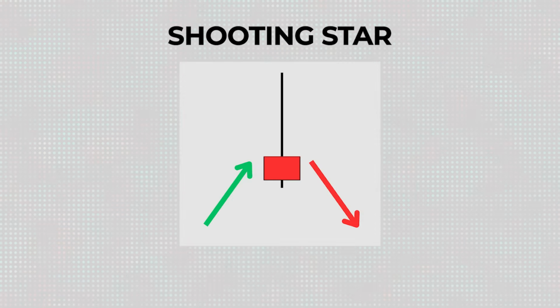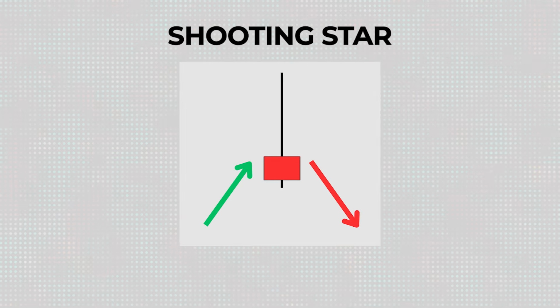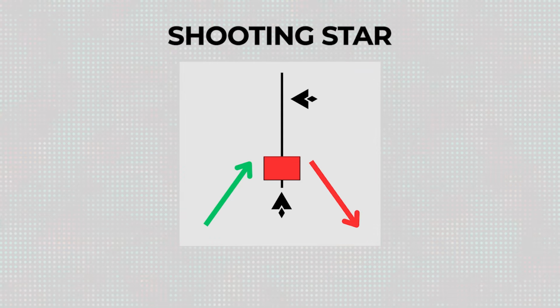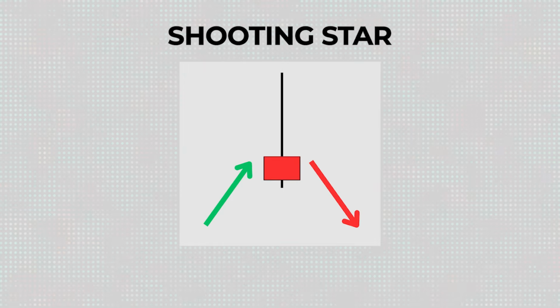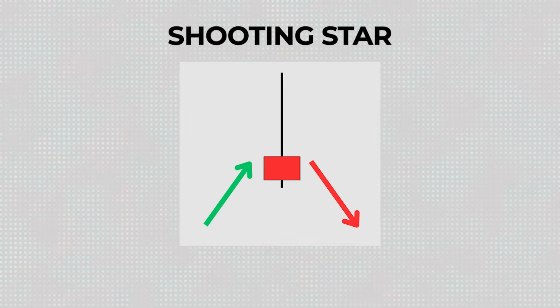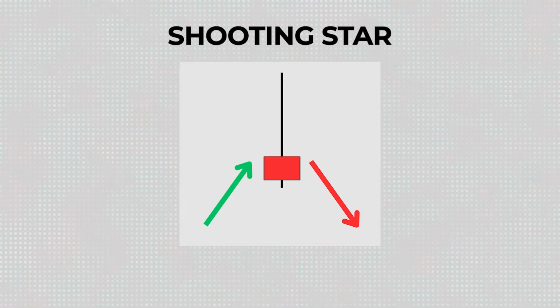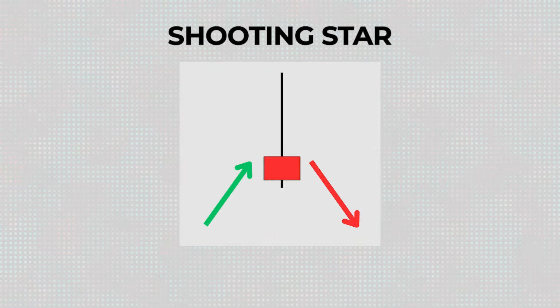Next, we have the shooting star, which is the bearish counterpart to the hammer candlestick. It has a small body at the bottom and a long upper wick. It appears at the top of an uptrend, indicating that buyers tried to push the price up, but met with significant resistance from sellers, driving the prices back down and suggesting a potential bearish reversal.